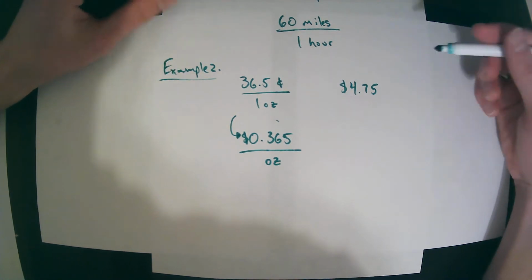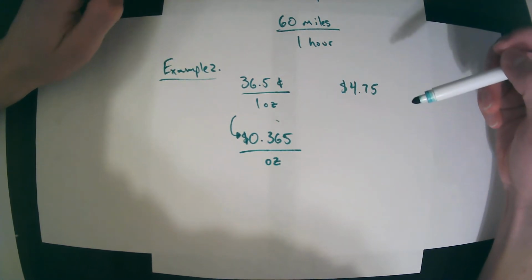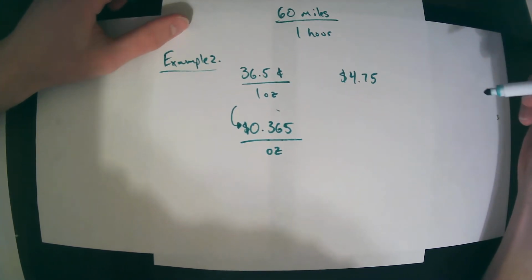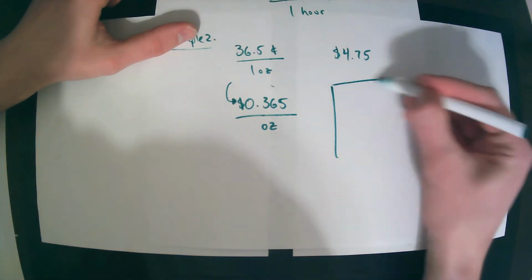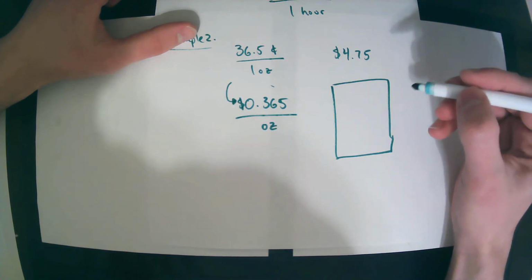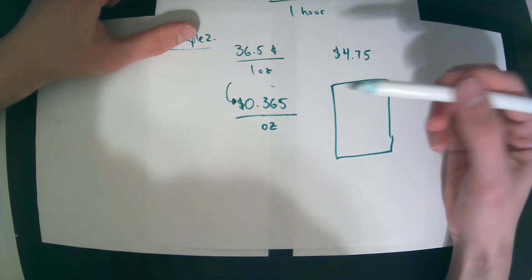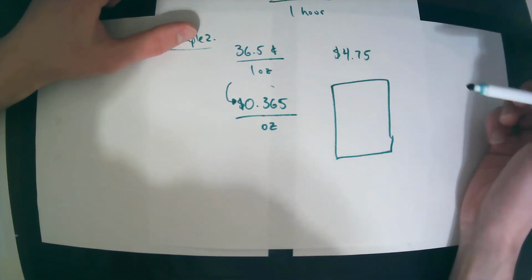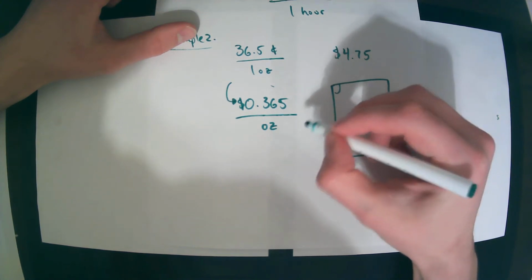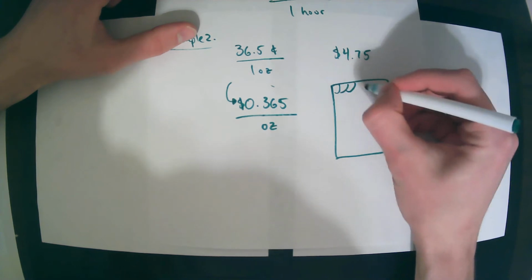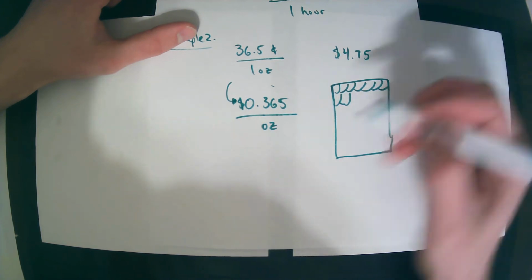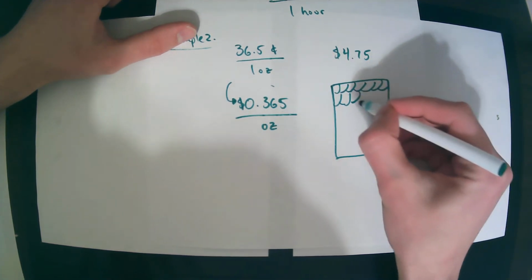Okay, so now we've got both measured in dollars, at least the unit price measured in dollars per ounce and the total measured in dollars. So what we've got is some bag that in total costs $4.75, and we want to figure out how many ounces it is, and we have the unit price of dollars per ounce. So what we're trying to figure out is how many times 0.365 fits into 4.75, because each time it fits is going to represent an ounce.